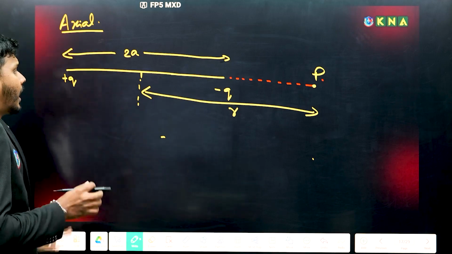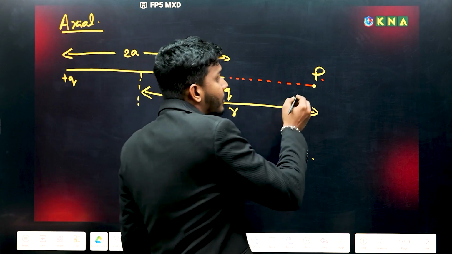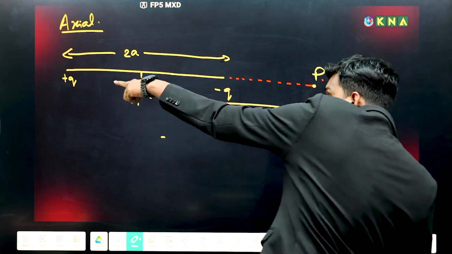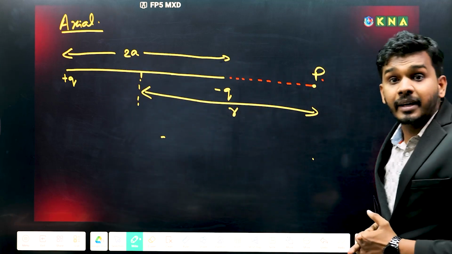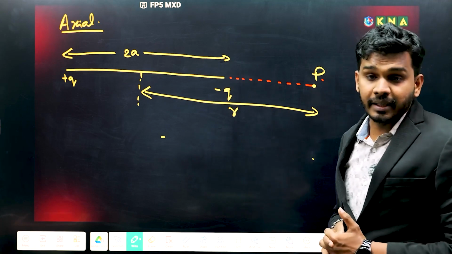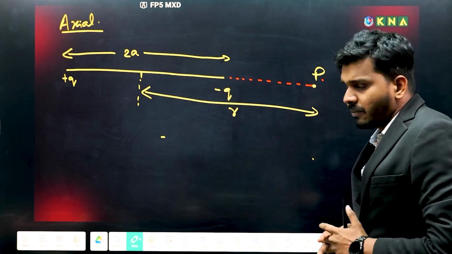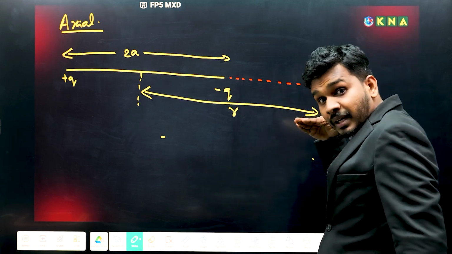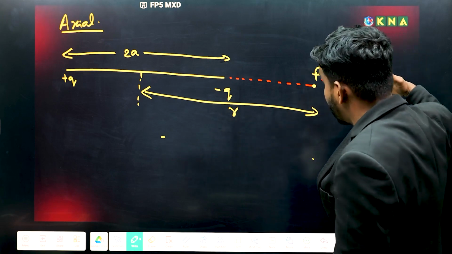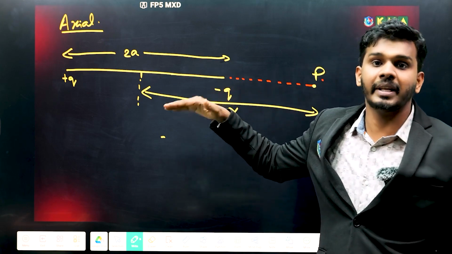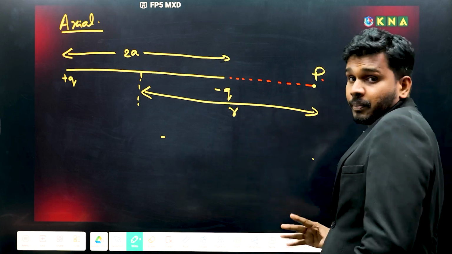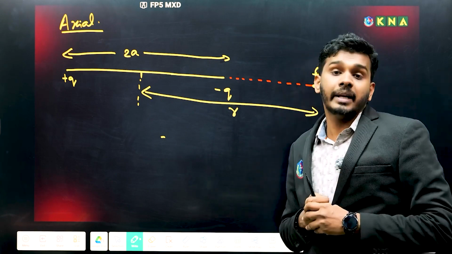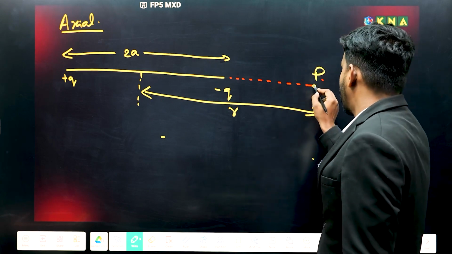Then what is the electric field produced at the point P? Due to the plus Q charge, there is an electric field. Due to the minus Q charge, there is an electric field at the point P. What is the direction of the electric field? On the axial line, the electric field is towards negative, away from positive. Towards negative, entering; away from positive, leaving.